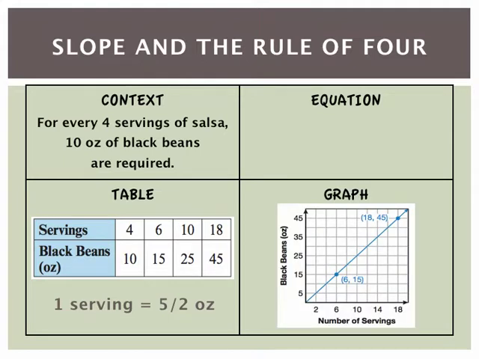So when you go to make your graph, you can plot those points, and this is actually a direct variation, isn't it? Because it's a straight line that goes right through the origin. And the equation of this line is y equals 5 halves x. So this particular line has a positive slope. As the number of servings of salsa increases, so does the ounces of black beans that you will need.